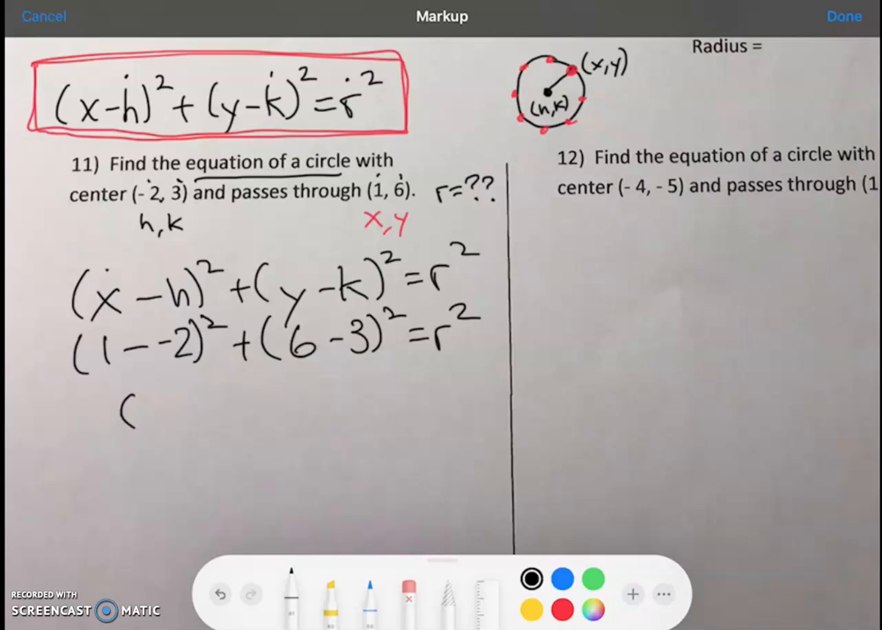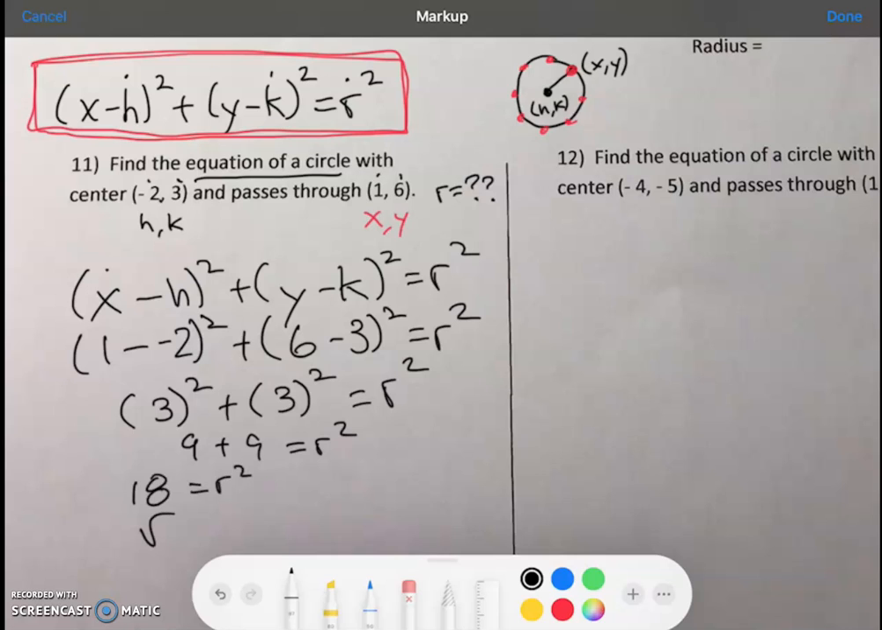Over here, I'm going through this quickly. That is 3 squared plus 3 squared is equal to r squared. That's 9 plus 9 is equal to r squared. That's 18 is equal to r squared. The square root of 18 is what r is. It's about 4 point something, but we'll just leave it the square root of 18.